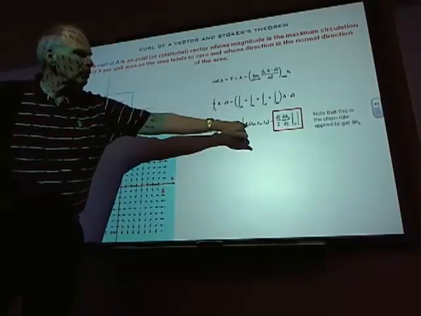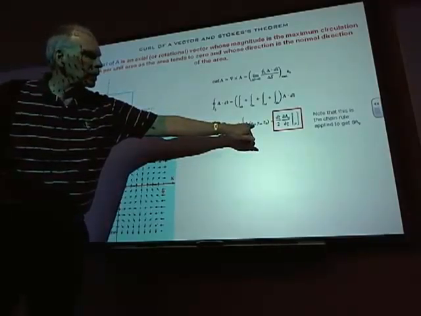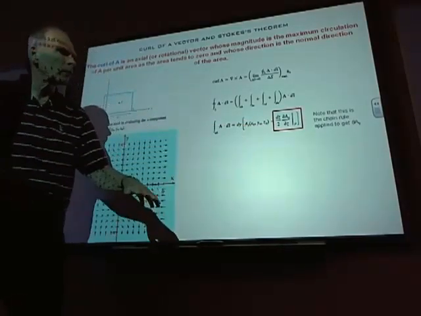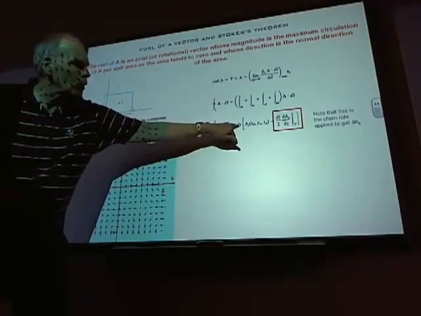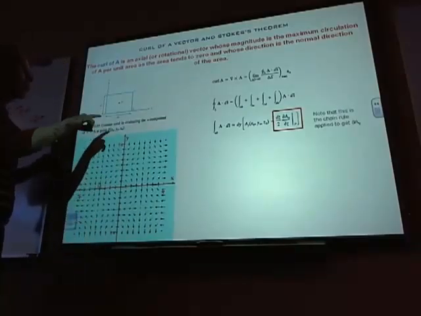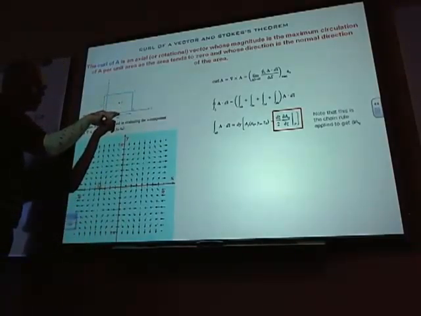The value of the vector at P is A_y, x0, y0, z0. This is the y component because I'm dotting it with dy, A sub y. So I'm dotting those two together. So that's your y component of A right here.